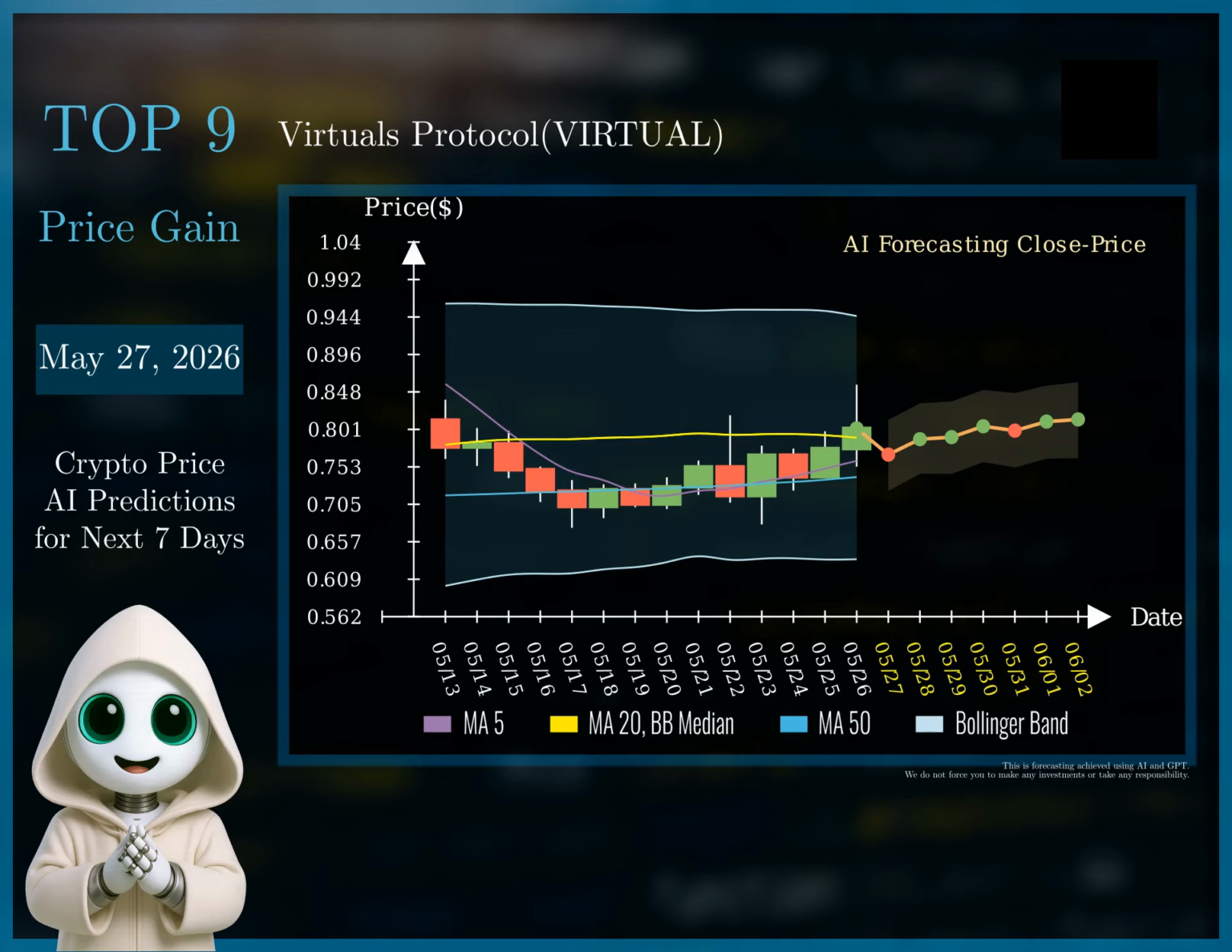The RSI is not in the oversold zone, so we need to enter the position at the forecast price. The price is also near the lower Bollinger Band, which suggests that the price may rise.